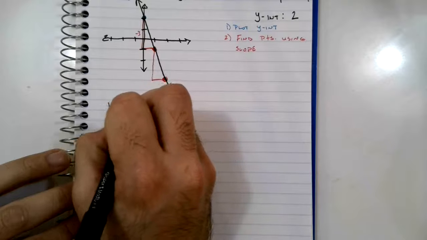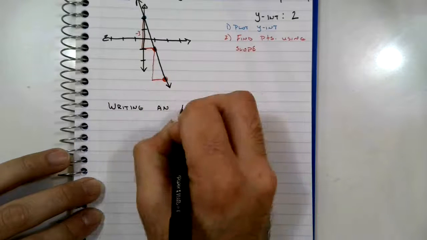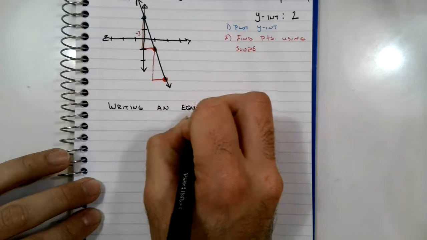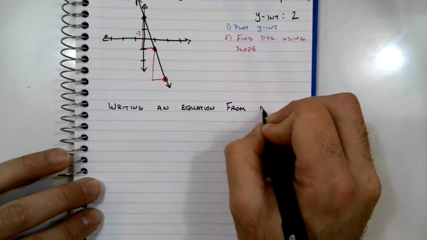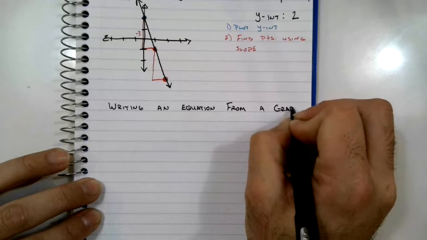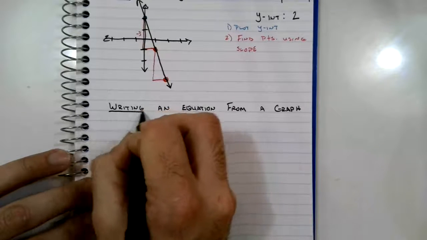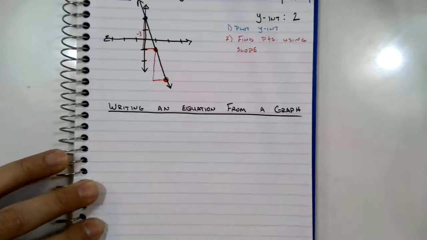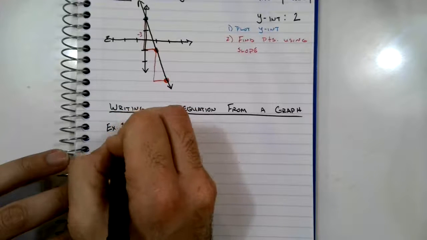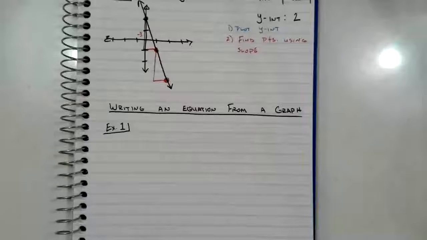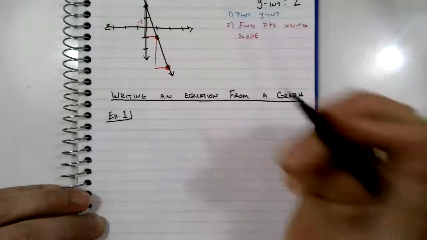Writing an equation from a graph. We're going to write an equation from a graph. So you're going to have questions that give you a graph, and it's going to ask you what is the slope-intercept form equation of this graph, or it's going to ask you to create an equation from a graph. All right, so we're going to sketch a graph here.